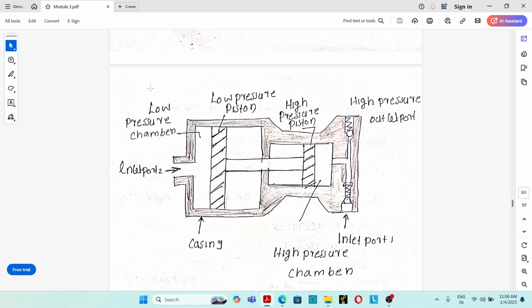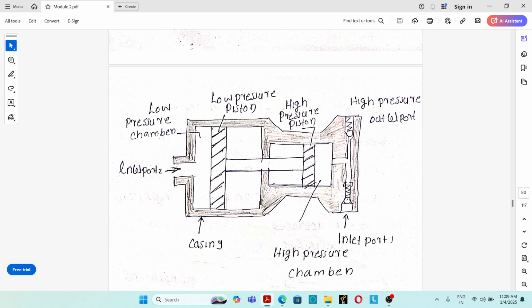Once more, this is a single acting hydraulic pressure intensifier which consists of two chambers, a low pressure chamber and a high pressure chamber. So this is a low pressure chamber. Into this chamber, high volume, low pressure hydraulic oil is flowing, and this is the high pressure chamber. Here, low volume, high pressure hydraulic oil is created.